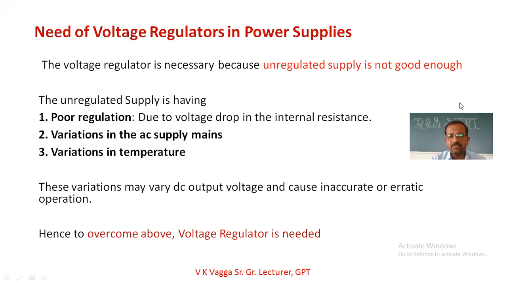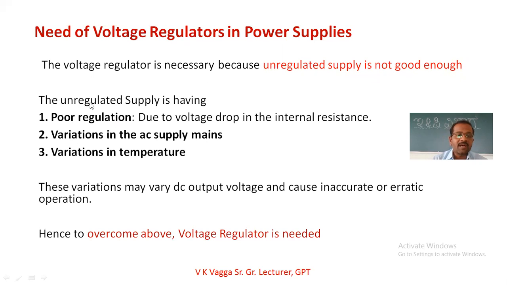In order to maintain the exact DC, the constant voltage, a regulator is needed, because the unregulated power supply is not good enough. The unregulated power supply has poor regulation. It is due to the voltage drop in the internal resistance. If any component's internal resistance varies, the unregulated output also varies accordingly, so it has poor regulation.